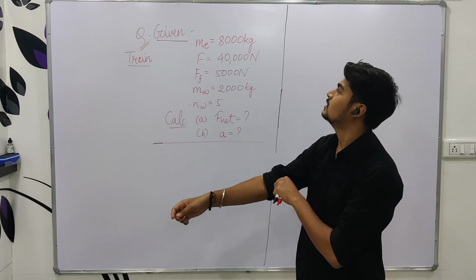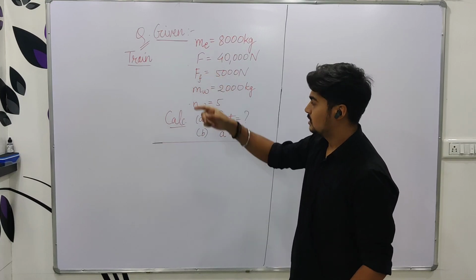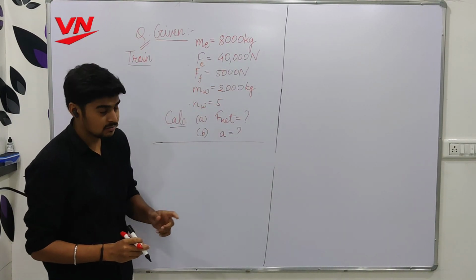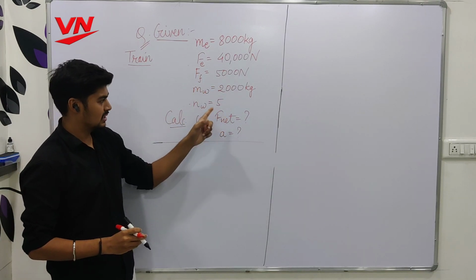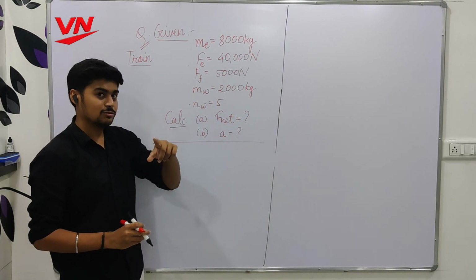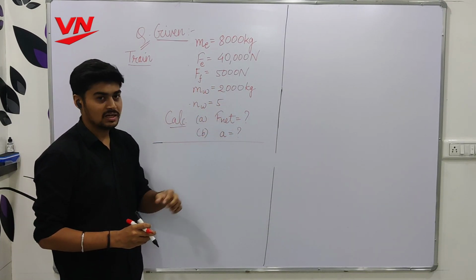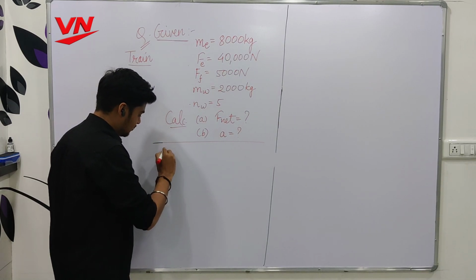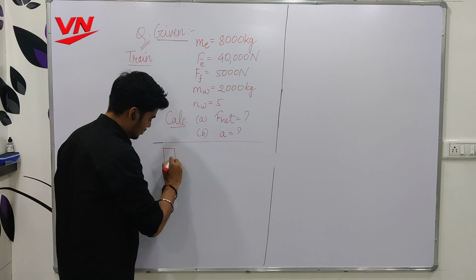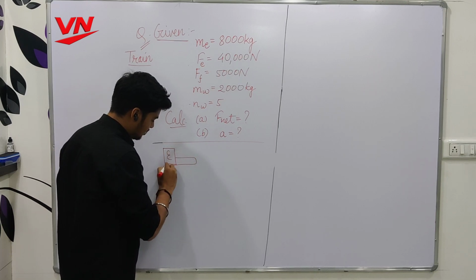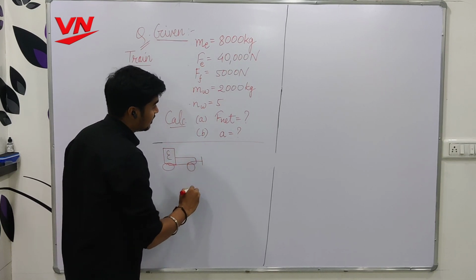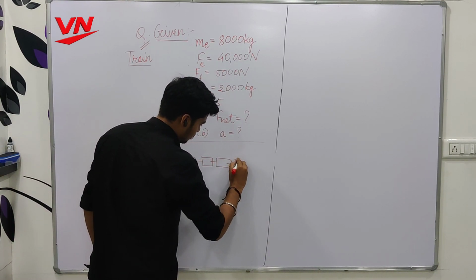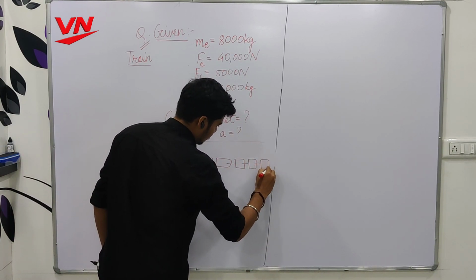Train mass of the engine is given as 8000 kg. The force by the engine was 40,000 Newton. Force of friction is 5,000. Mass of each wagon was 2000 kg, and there are a total of 5 wagons. Let's try to get a picture so that we can calculate the answer. That is basically the engine part. In total there are 5 wagons: 1, 2, 3, 4 and 5.